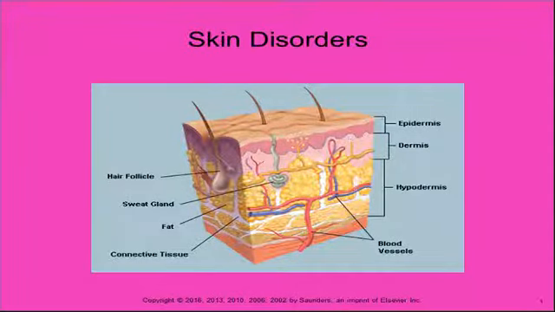This is the end of chapter 25, skin disorders. I put a picture up here that just basically shows you the levels of the skin, the epidermis, dermis, and the hypodermis, and where the hair follicles and sweat glands and connective tissue kind of fit in.